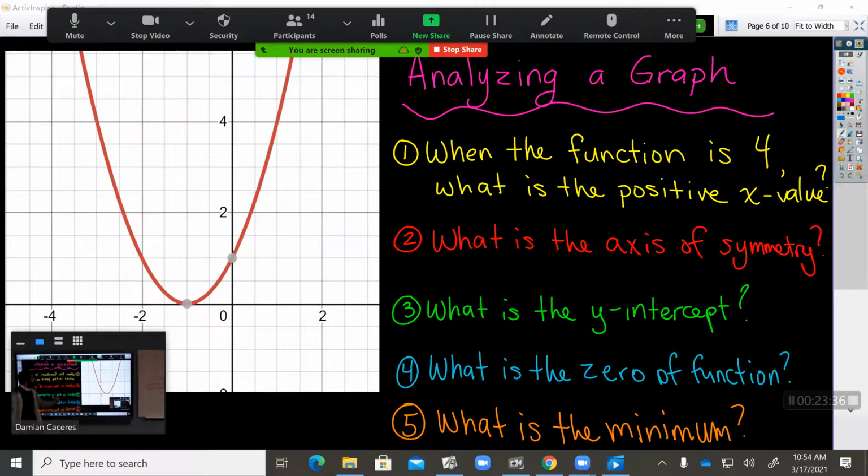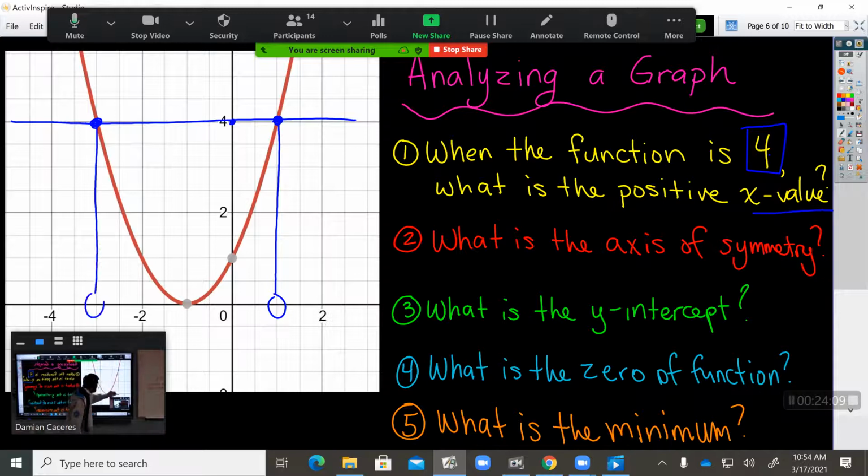All right? Number 1 says, when the function is 4, what is the positive x value? So they're asking for an x value, which means 4 has to be a y value. So go to the y and go to that number. That's right there. Everybody agree? Now put a line all the way across so that it touches your u on both sides. It touches here and it touches there. Right? If we connect it to the x-axis, it'll give us both values when y is 4.